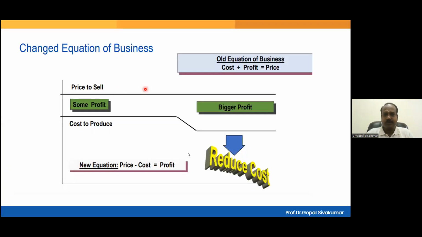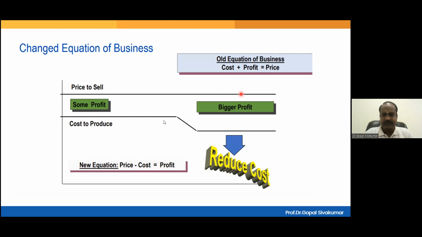So now, there are two equations you are seeing here. In the first equation, cost plus profit equals price. This is the old equation. Look at the new equation: price minus cost equals profit. What is the difference? Mathematically, there is no difference. Am I right? But logically, there is a difference.